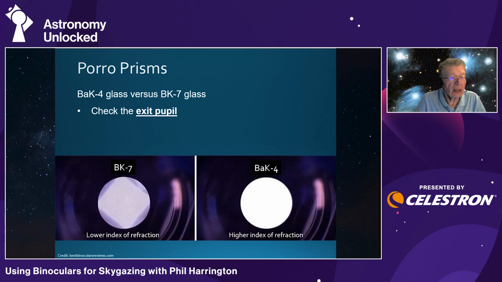BAK4 will produce a somewhat superior image, but if you have BK7 binoculars, I'm not telling you to get rid of them. Use them to their fullest potential. But if you're purchasing binoculars, then BAK4, as long as your budget permits, would be a better choice.